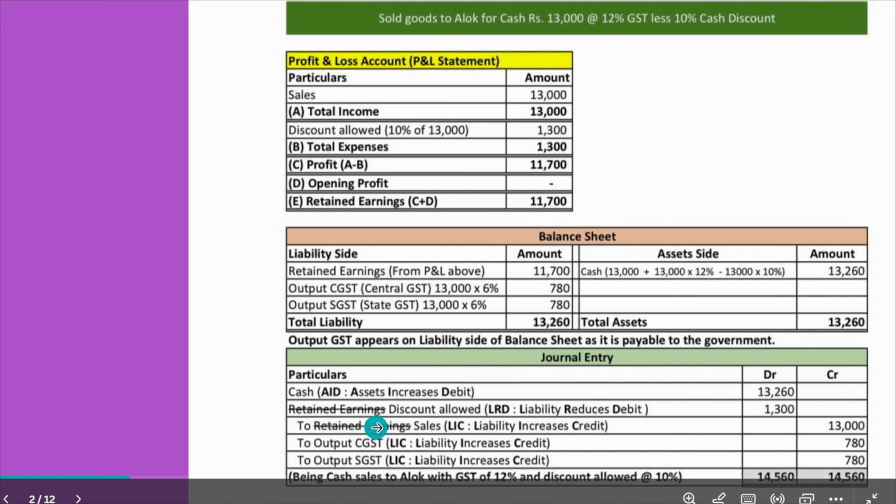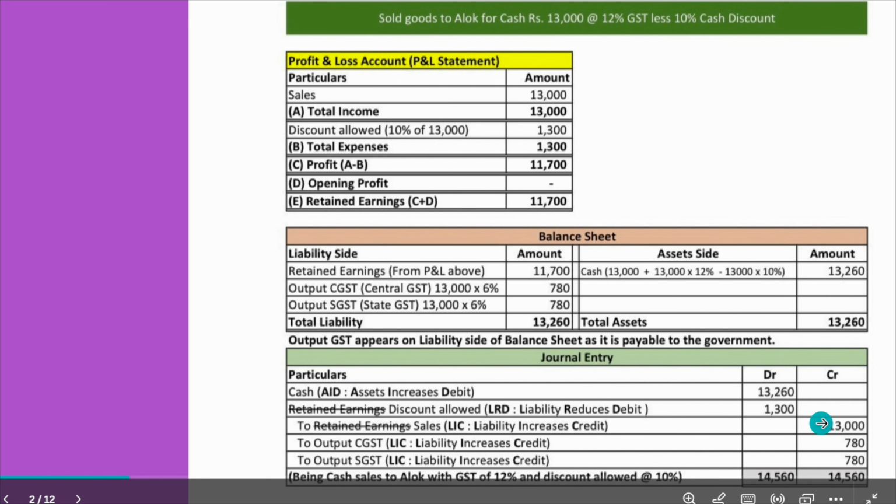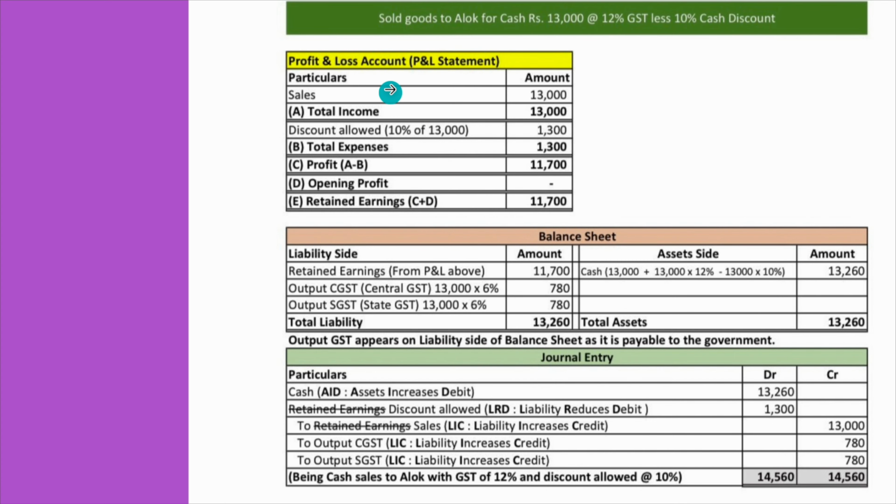At the same time, retained earning, that is accumulated profit, is increasing due to sales. You can check here, due to sales of this 13,000, this retained earning has increased. So increasing retained earning will be credited by rupees 13,000 based on the rule of LIC, that is liability increases credit. Output CGST is also credited based on the rule of LIC, 780, and output SGST is also credited by 780. So, being cash sales to Alok with GST of 12% and discount allowed at the rate of 10%. Thus we have passed the necessary journal entry.